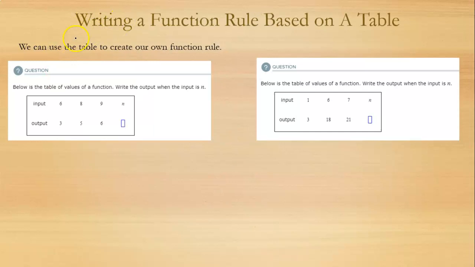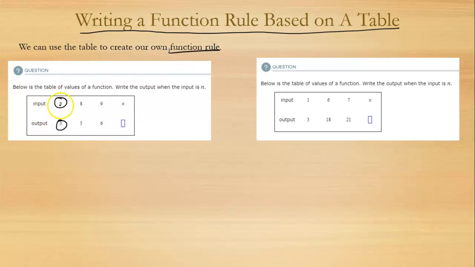All right, new topic. We can do the reverse of this and write our own function rule based on a table. So we're going to keep these pretty simple for right now until we get into slopes later on. So we're going to create our own function rule using the table. You want to look at how the input changes when we get the output. So there's two things that could be happening here. 6 and 3 are paired together. We could either be subtracting 3 because 6 minus 3 is 3, or we could be dividing by 2. If the number gets smaller, that means we're either subtracting or dividing.